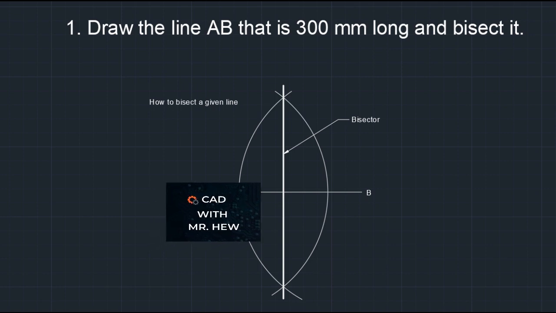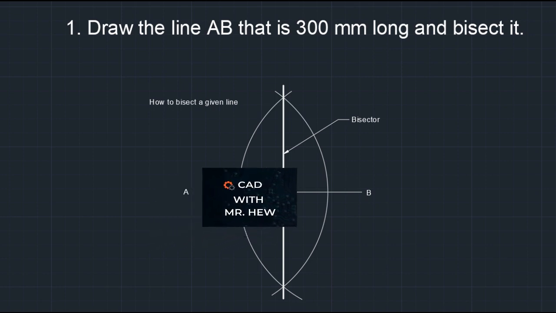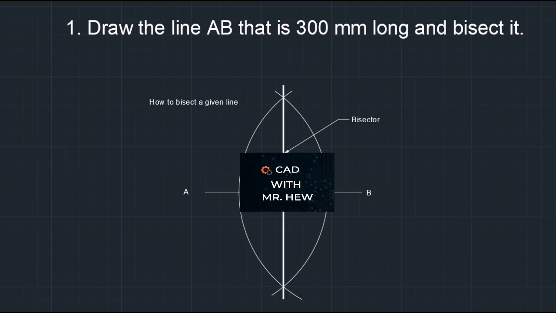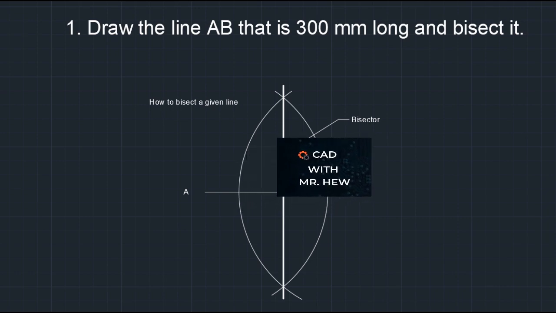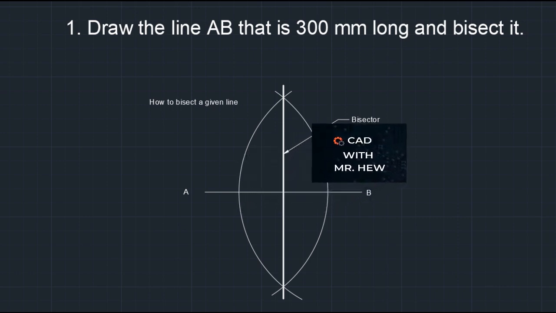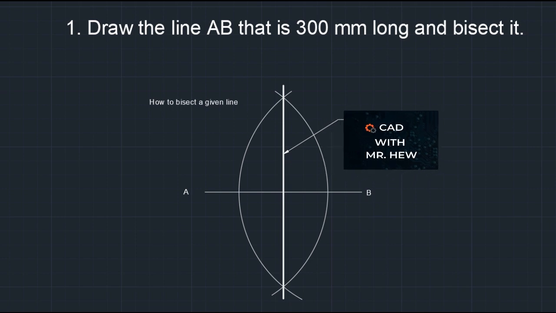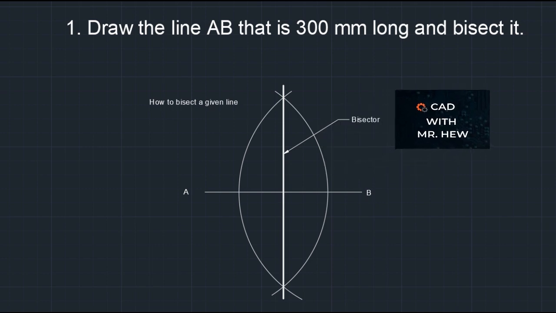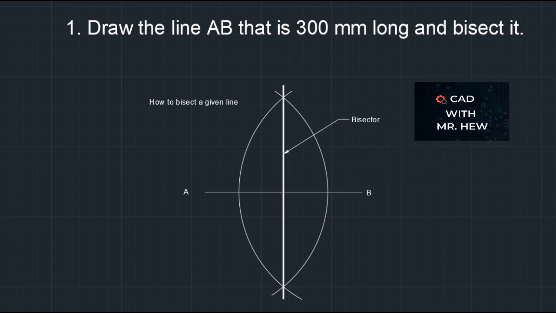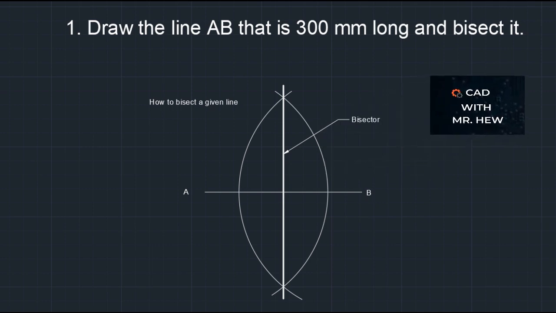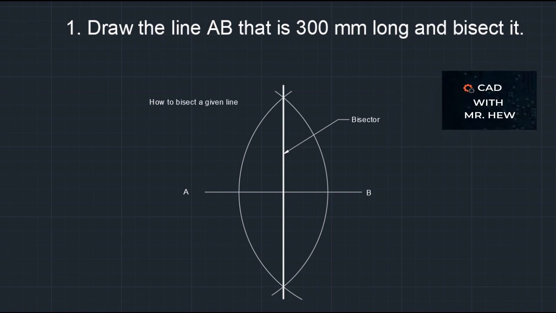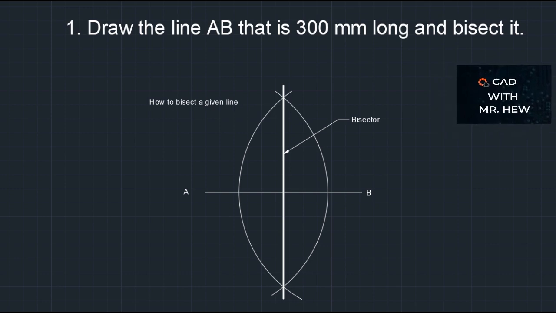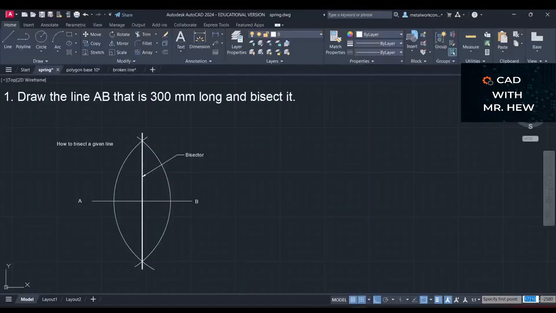Alright, so in today's video, we will give the solutions. The first question is, we'll be required to draw a line AB that is 30 millimeters long and bisect it. Now, do you recall how to bisect a given line? No? Yes? Alright, we'll see in a little while. We're gonna see the principles for the answer in the video today.